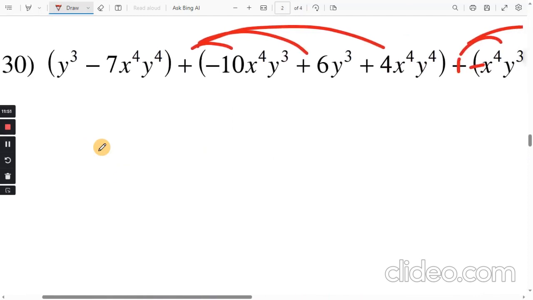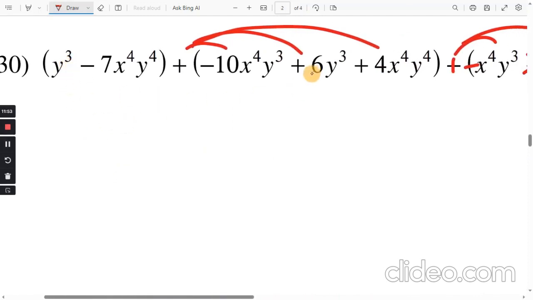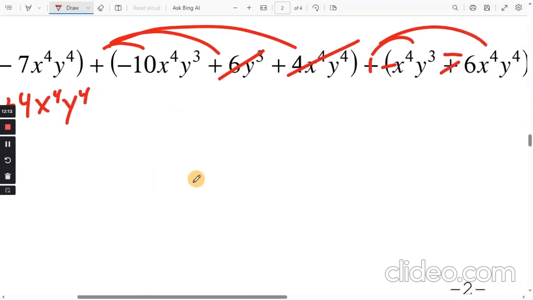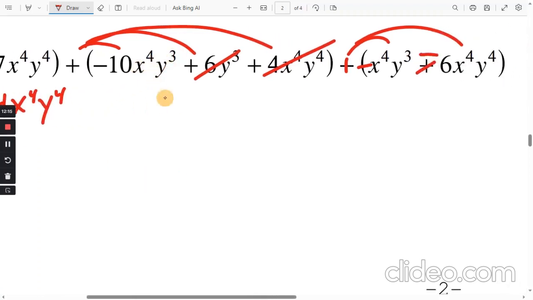All right, let's line them up. Y to the third, here I have positive 6y to the third. All right, here's x to the fourth, y to the fourth, x to the fourth, y to the fourth. So plus 4 right underneath. X to the fourth, y to the fourth. All right, let's see. Here's x to the fourth, y to the third, and x to the fourth, y to the third. I'm going to write it right underneath.